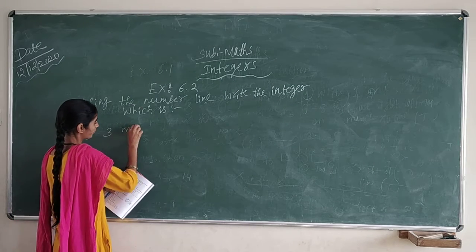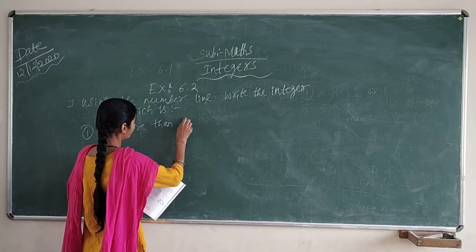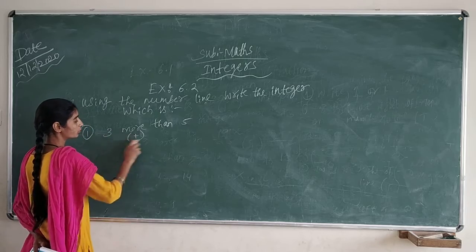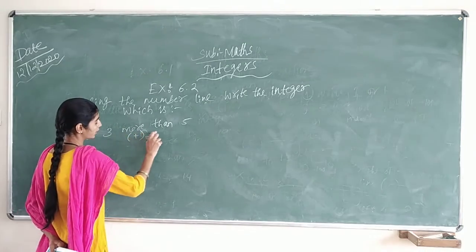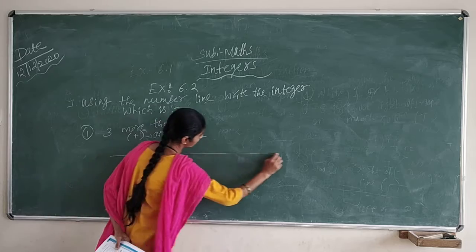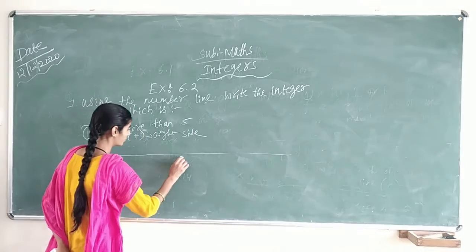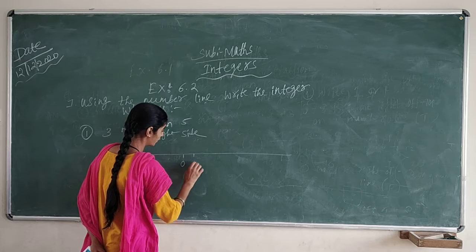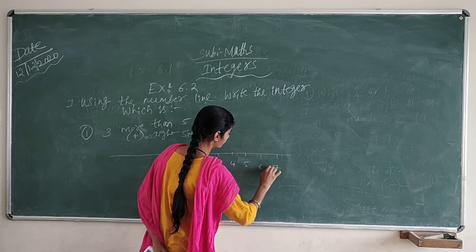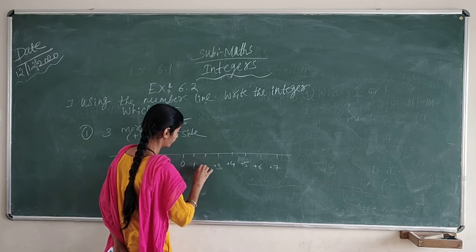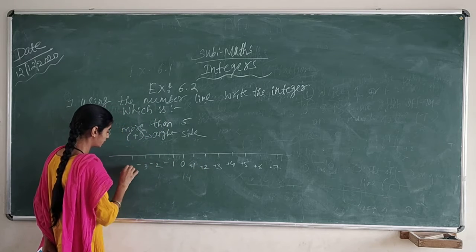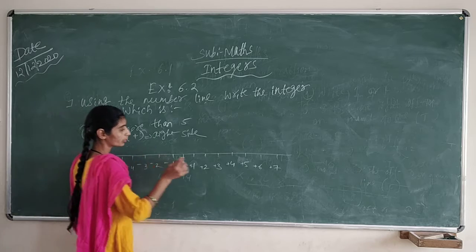So 3 more than 5. Now the question given is 3 more than 5. More means you have to do addition and you have to move to the right side. Okay. So you have to draw the number line. Use a scale pencil for drawing the number line. Okay. So 0, then 1, 2, 3, 4, 5, 6, 7. So these all will be the positive numbers. Okay. And this side, -1, -2, -3, -4, -5 and so on.